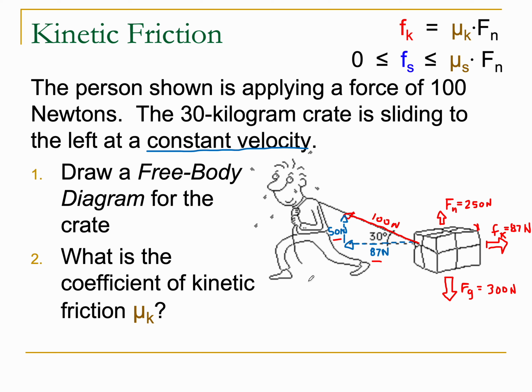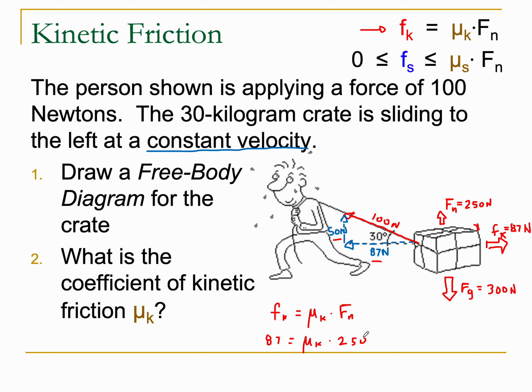The second part of this, though, is, hey, what is the coefficient of friction? Well, we know the force of kinetic friction, from the equation up here on top, has to just equal the coefficient of friction, which we don't know, times the normal force. It turns out we know everything in this one except for mu sub k. So plugging in our numbers, we have 87 equals, and again, leaving off units, mu sub k times the normal force, which is 250.